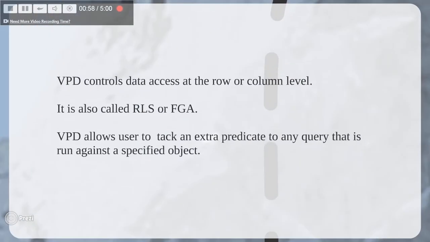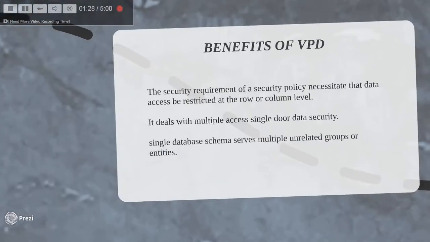Imagine you have a table containing staff details, including sensitive information such as salaries. Wouldn't it be useful to apply a policy to that table while allowing all managers to query the table, and allowing each manager to view only the salaries of their employees? Oracle uses two other names to refer to VPD, row level security and fine grained access. VPD allows users to tag an extra predicate to any query that is run against a specified object.